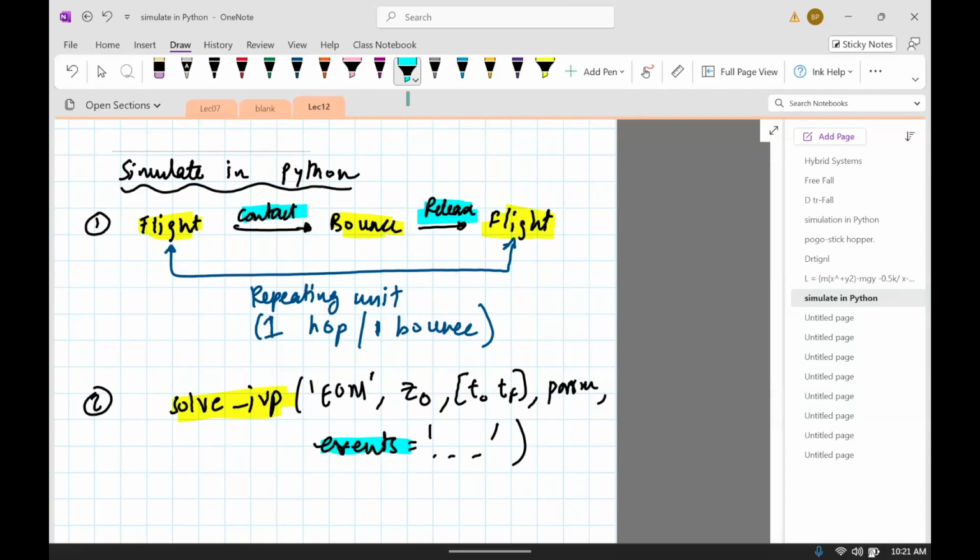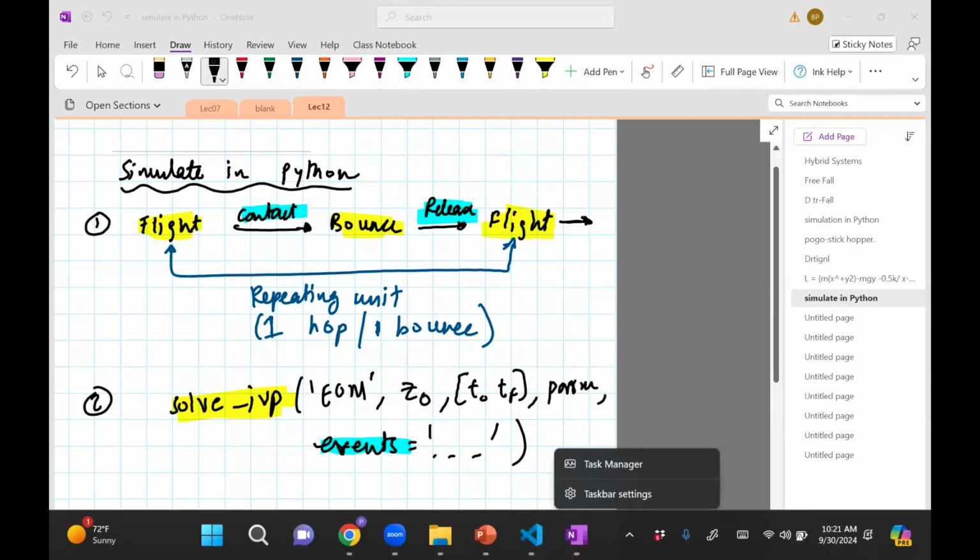You apply the equations for bounce. Then if you release, stop. You apply them for flight. Then there is, I should have put it here. There is, yeah. So this is very general, right?